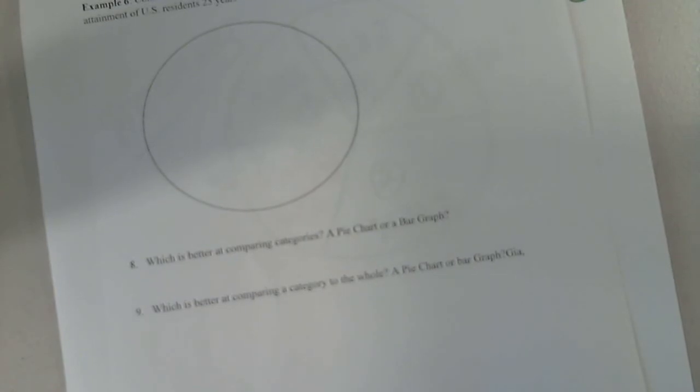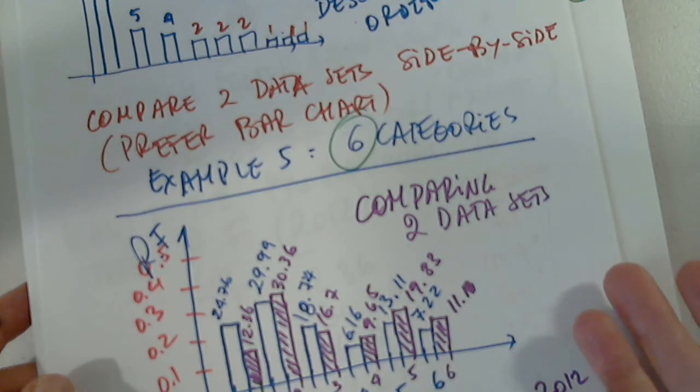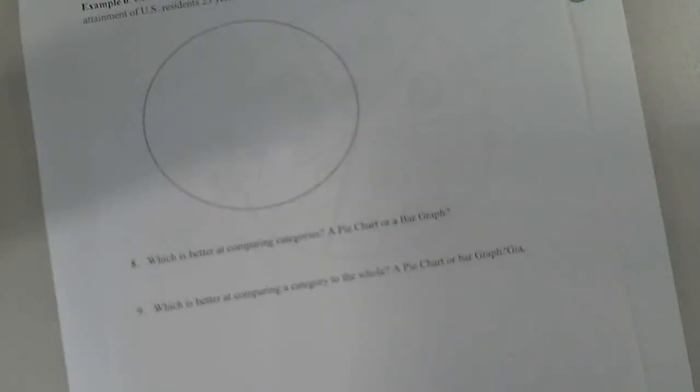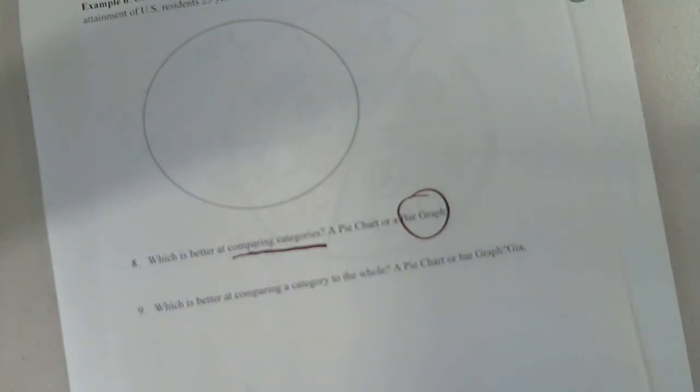and then continue with 2.2, when we look at discrete data. So which is better at comparing categories, a pie chart or a bar graph, when we compare categories? So before you say anything, we compared categories. Was it a pie chart or a bar graph? Yes, thank you very much. This is better for comparing side-by-side categories.